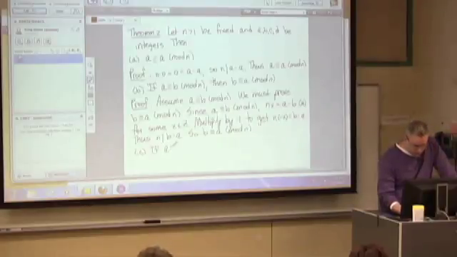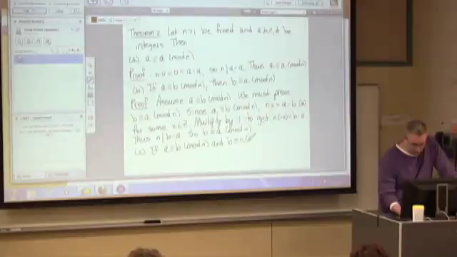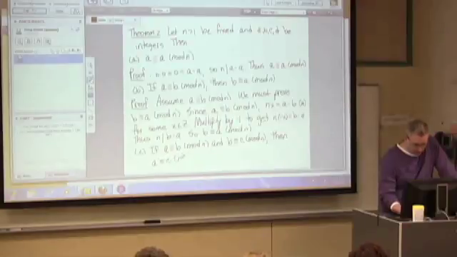Okay, so the next one is a little more complicated. If A is congruent to B mod n and B is congruent to C mod n, you may be able to guess what the conclusion is here. Then A is congruent to C, right, mod n.